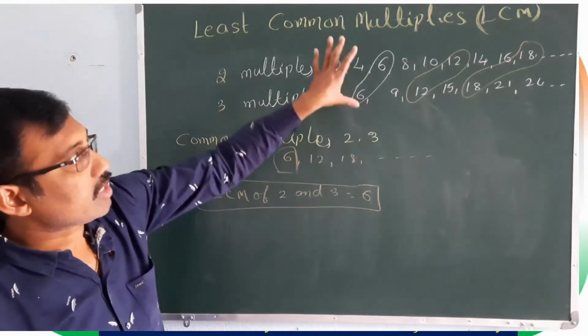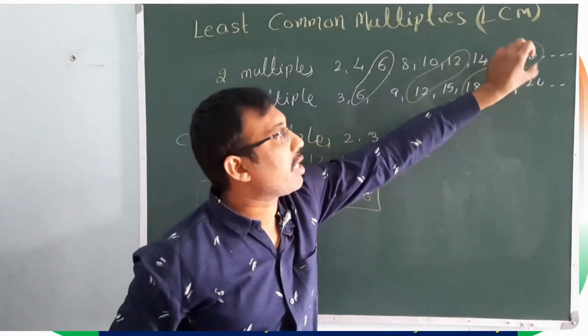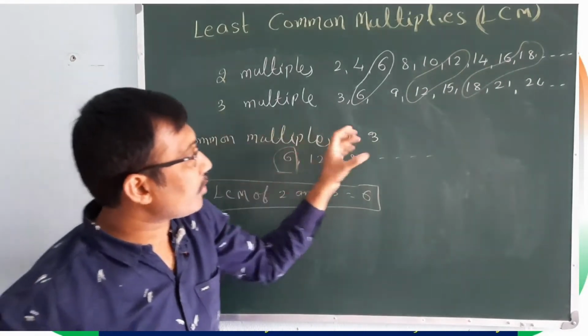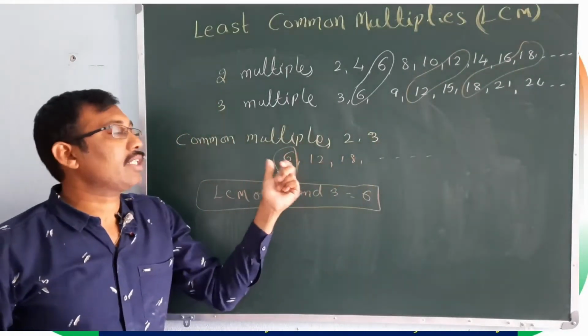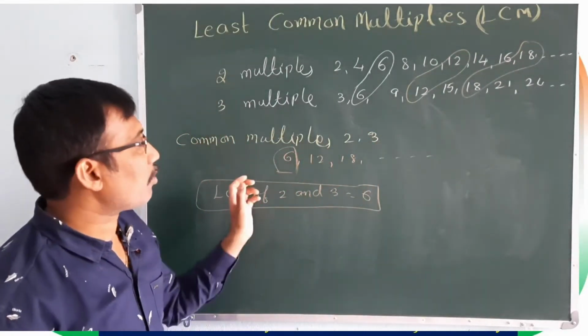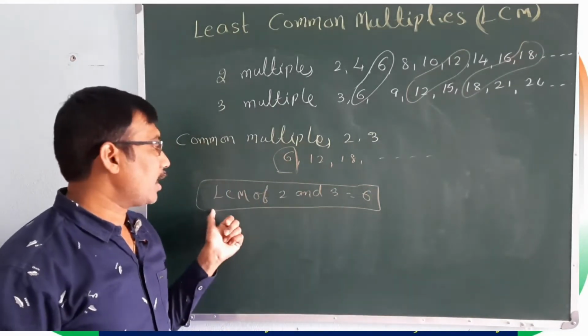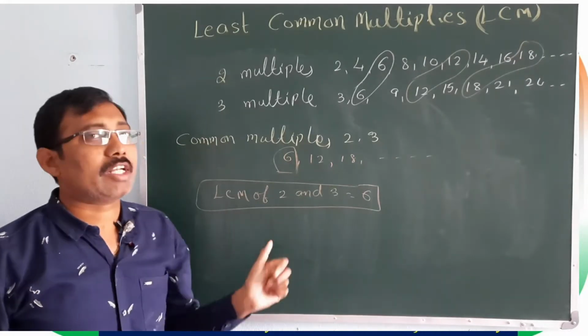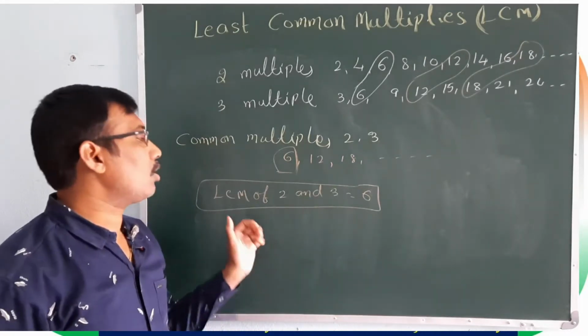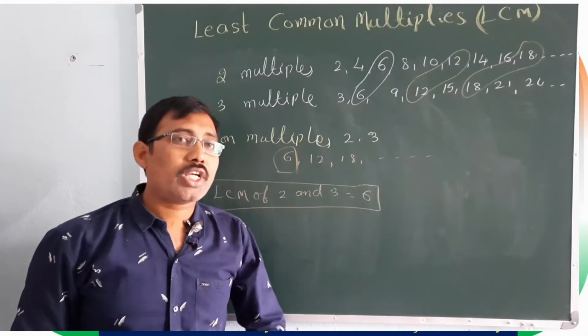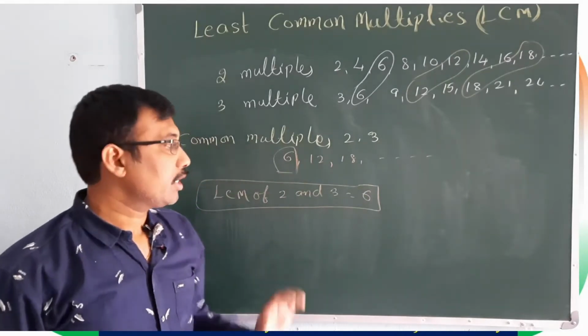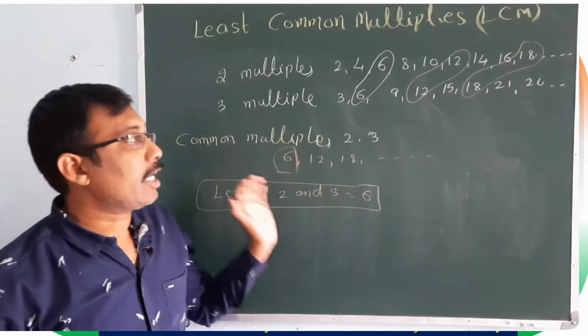How to find it? First of all, write the multiples of the given numbers. Next, write the common multiples of the numbers. And which is the least number? That is the least common multiple of the numbers. LCM stands for least common multiple, or smallest common multiple, or lowest common multiple. Okay, this is the LCM of the numbers.